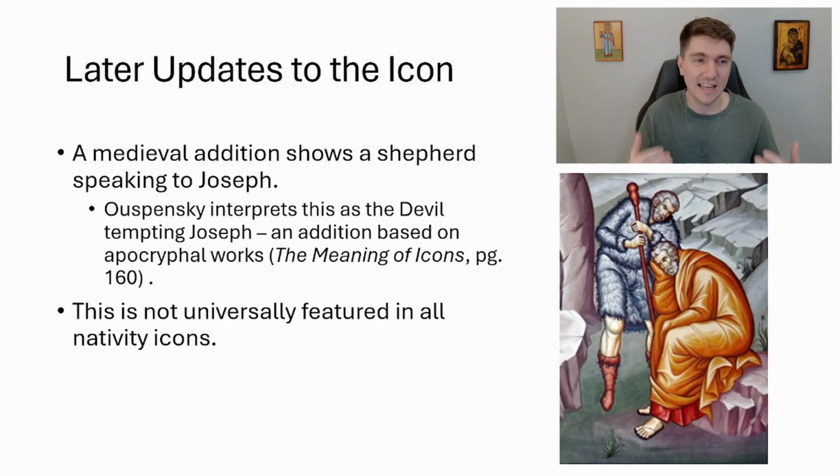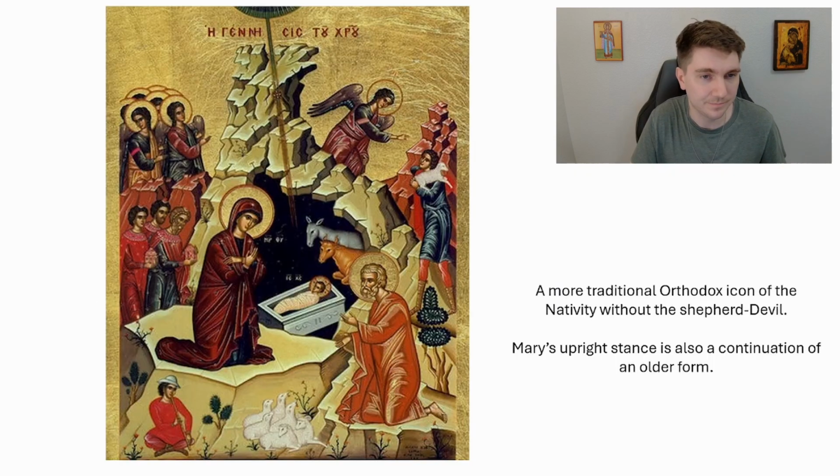And an even later update would have been a medieval edition, was adding a shepherd speaking to Joseph, interpreted as the devil tempting Joseph. And again, Uspensky attributes this to apocryphal accounts, and it isn't universally featured in icons today, but it was probably the last or latest addition to the icon. But some traditional Orthodox icons have all of these elements still there, still intact, calling back to that original core early Christian depiction. So I have an example here.